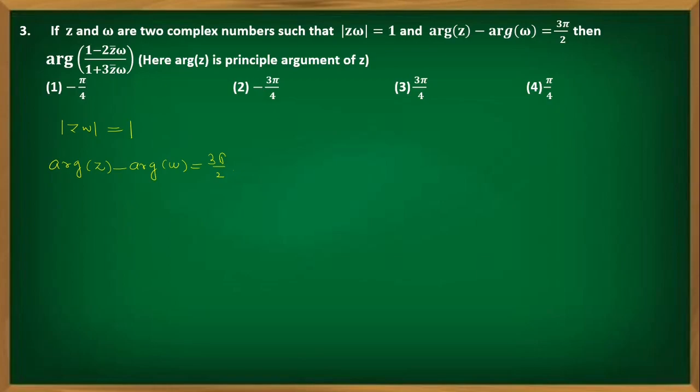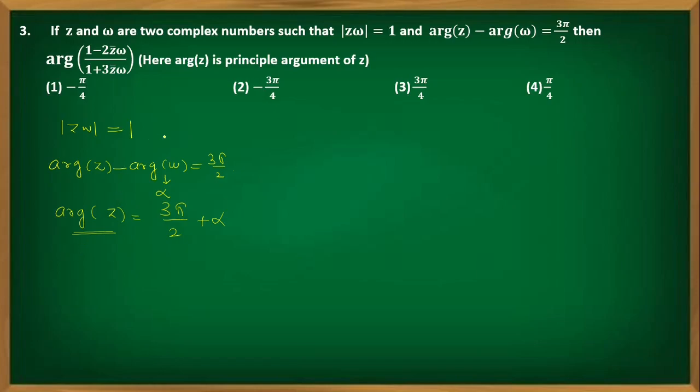Now, argument of Z minus argument of W is equal to 3 pi by 2, given. Let us suppose the argument of W is some alpha. Then what is the argument of Z? The argument of Z will be equal to 3 pi by 2 plus alpha. Okay, if I suppose the argument of W is alpha, then the argument of Z is going to be 3 pi by 2 plus alpha.